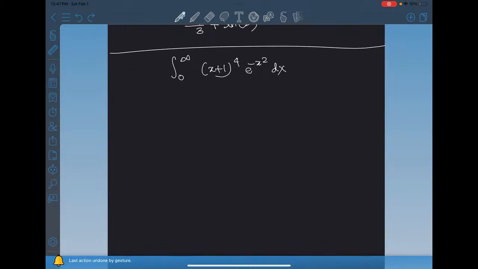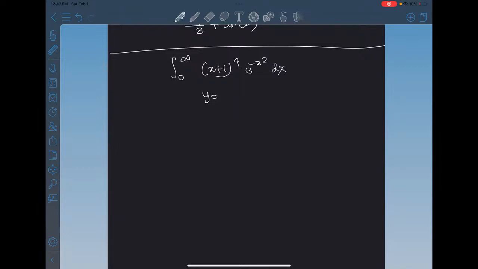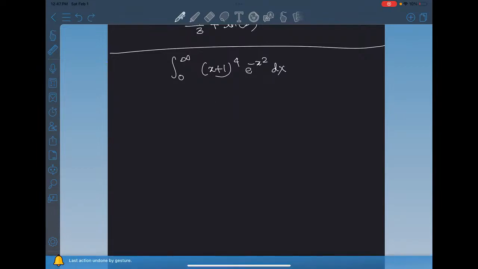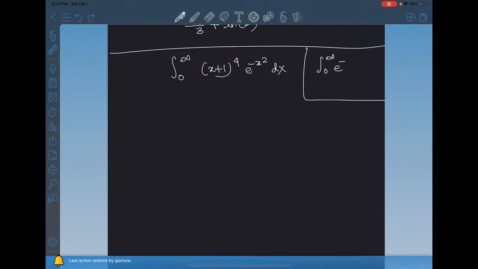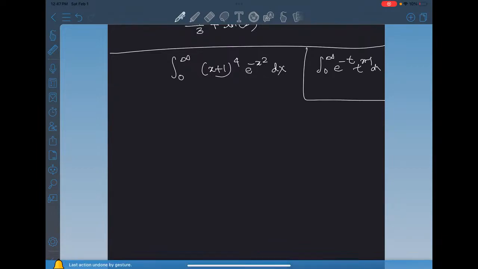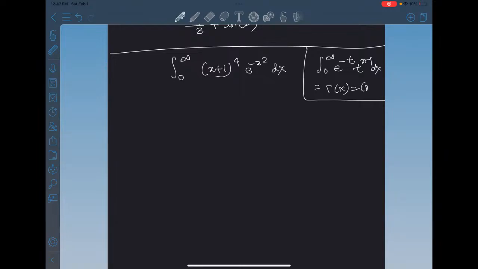So instead, I think what I should do is let me substitute. So what's our gamma function? Our gamma function is that in the range from 0 to infinity, e to the power minus t, t to the power x minus 1, dt is just gamma of x, right? And gamma of x is just x minus 1 factorial. I think you guys should know this if you are going for integration. This beta gamma function is helpful.